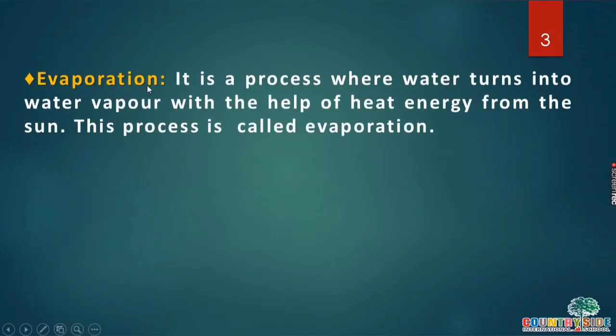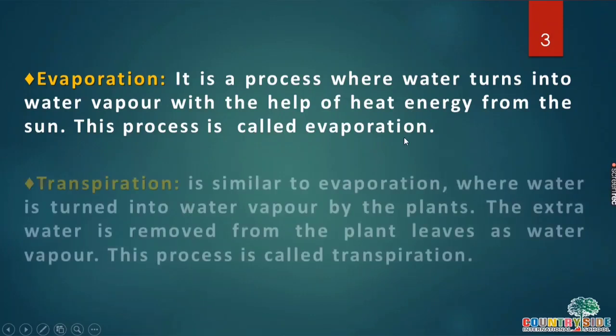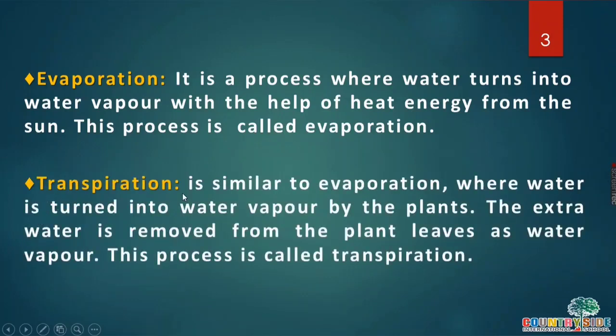Now, what is evaporation? As I told you earlier, when water turns into water vapor after boiling or heating, it is called evaporation. In the water cycle also, water changes into water vapor with the help of heat energy, that means due to the sun's heat. That is called evaporation. It is a process where water turns into water vapor with the help of heat energy from the sun. Next process is transpiration.